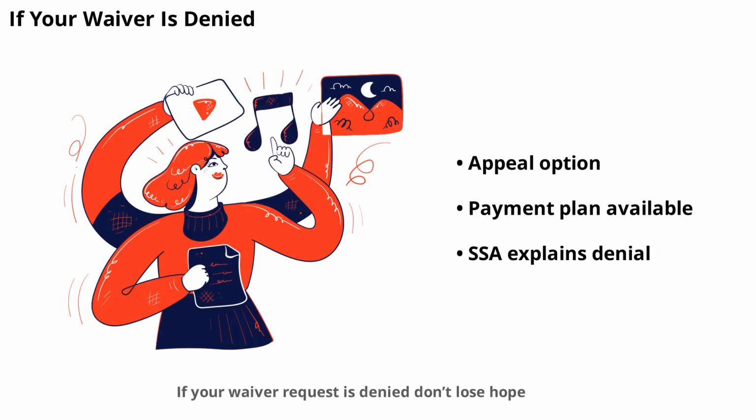If your waiver request is denied, don't lose hope. You still have options. The SSA will explain the reason for the denial in their letter. You can appeal the decision if you believe it was incorrect, or you can work with the SSA to set up a payment plan that fits your budget.